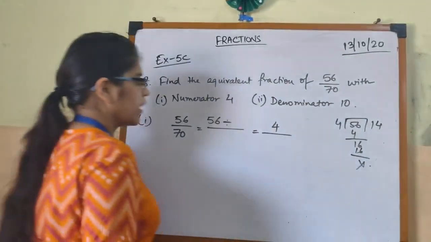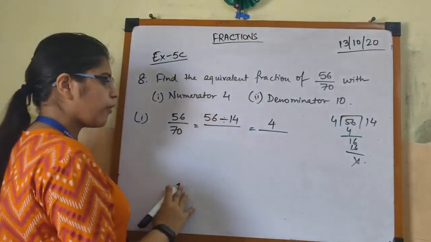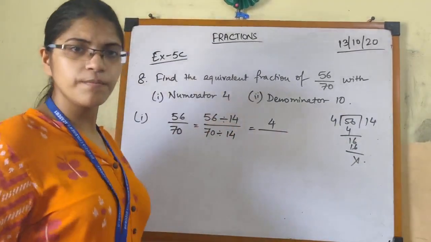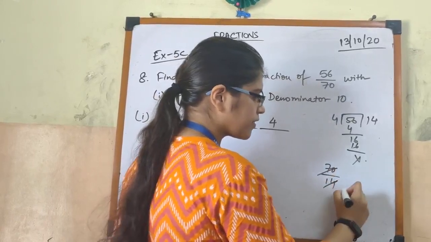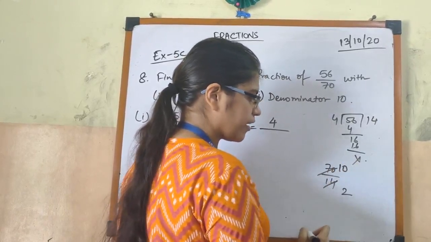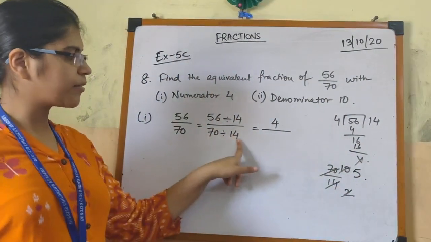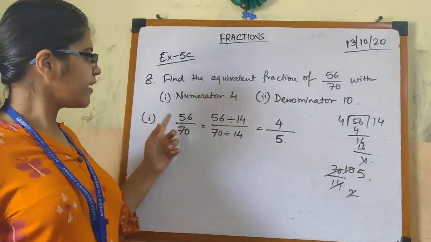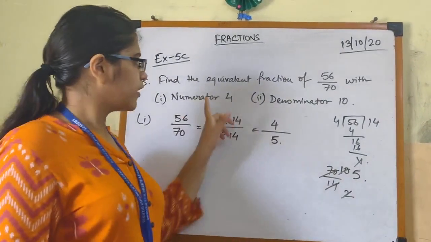So we have 4 times 1 is 4, then 16, and 4 times 4 is 16. So that means if we divide 56 with 14, we will get 4. So that means 70 also has to be divided with 14. So if I divide 70 by 14, then it will be 7 times 2 is 14, 7 times 10 is 70. Then 2 times 5 is 10. So in this case, the denominator becomes 5. So this is what you will get, the equivalent fraction of 56 by 70 with numerator 4.